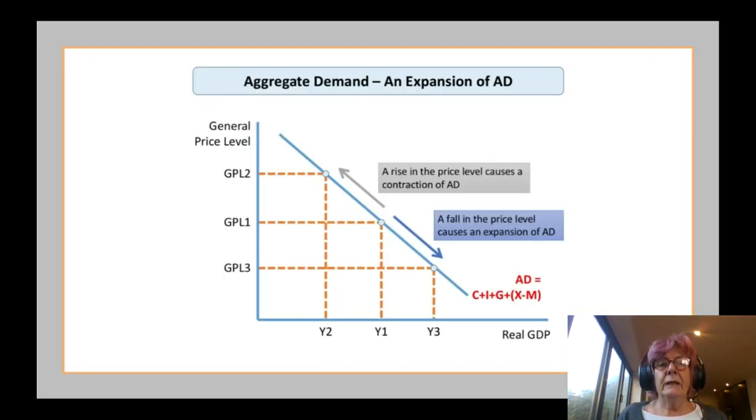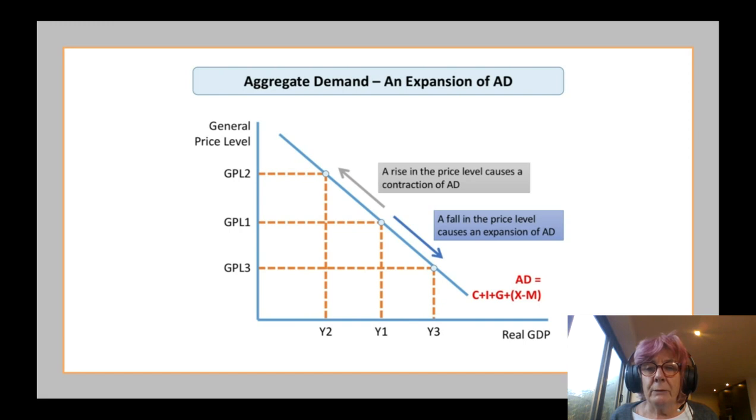So, what we're going to do now is look at how we can illustrate this on a demand diagram. And you will think that this looks very familiar because it does. It looks very similar to the classic demand diagram that we saw in microeconomics.